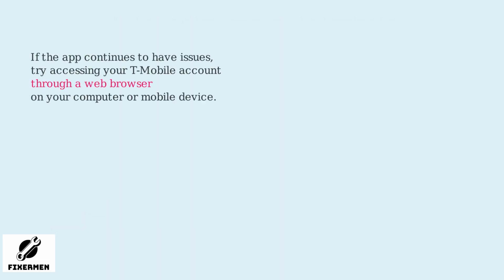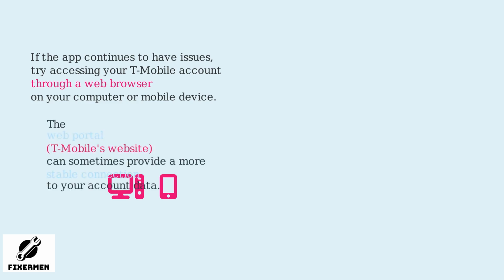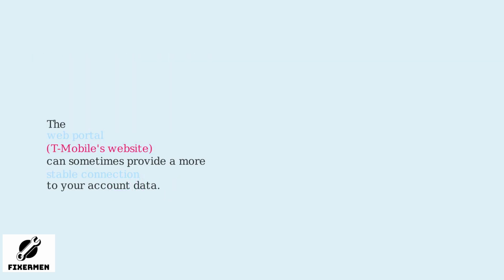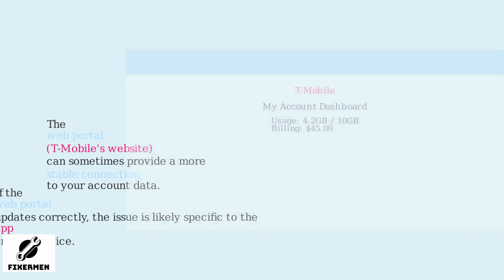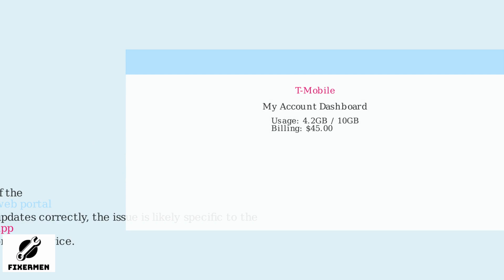If the app continues to have issues, try accessing your T-Mobile account through a web browser on your computer or mobile device. The web portal, which is T-Mobile's website, can sometimes provide a more stable connection to your account data. If the web portal updates correctly, the issue is likely specific to the app on your device.